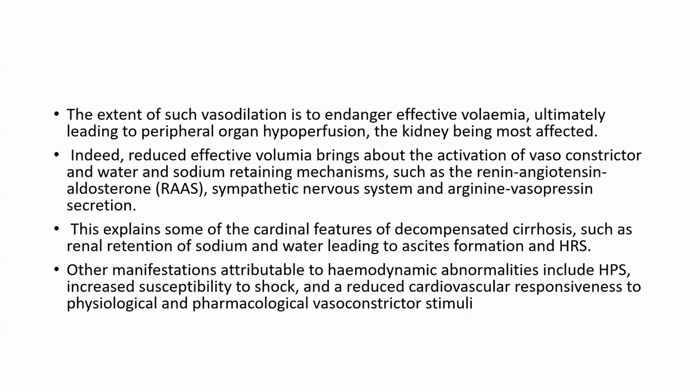The extent of such vasodilatation is enough to endanger effective volemia, ultimately leading to peripheral organ hypoperfusion, and the kidney is most commonly affected. Indeed, reduced effective volemia brings about the activation of vasoconstrictor and water and sodium retaining mechanisms such as renin, angiotensin, aldosterone, the sympathetic nervous system, and arginine vasopressin secretion. This explains some of the cardinal features of decompensated cirrhosis, such as renal retention of sodium and water, leading to ascites formation and HRS.